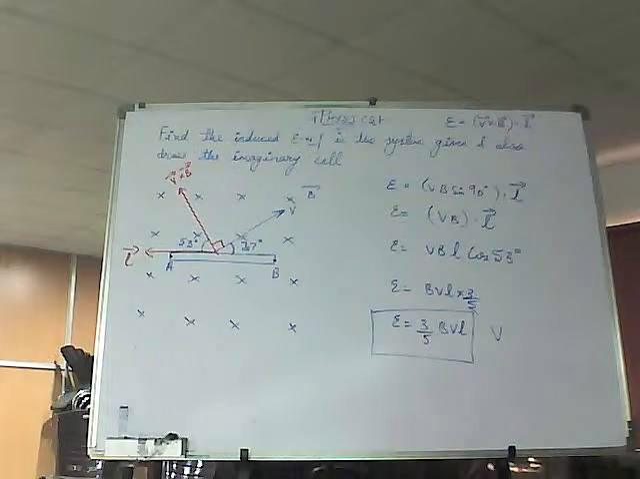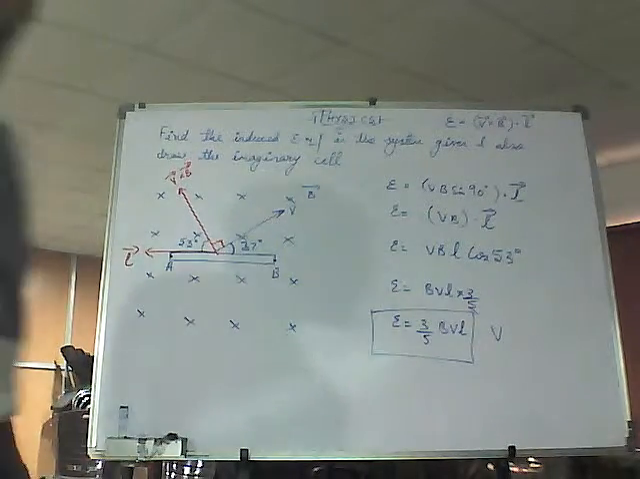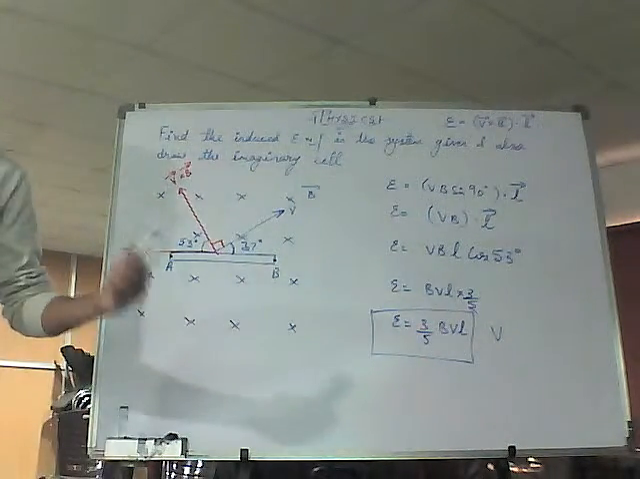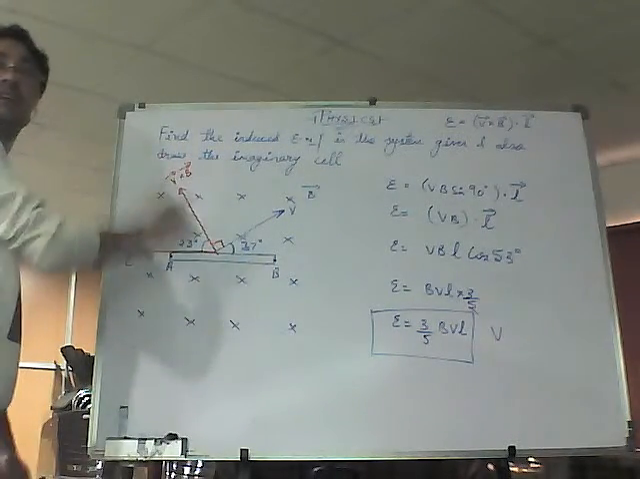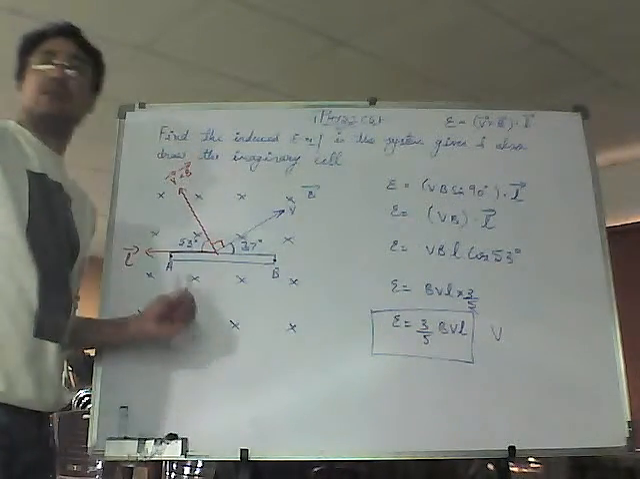Which end will be positive? Very good. A will be positive. Great. Why? V cross B is coming towards this end. The direction of V cross B is tending towards A, so A will be positive.